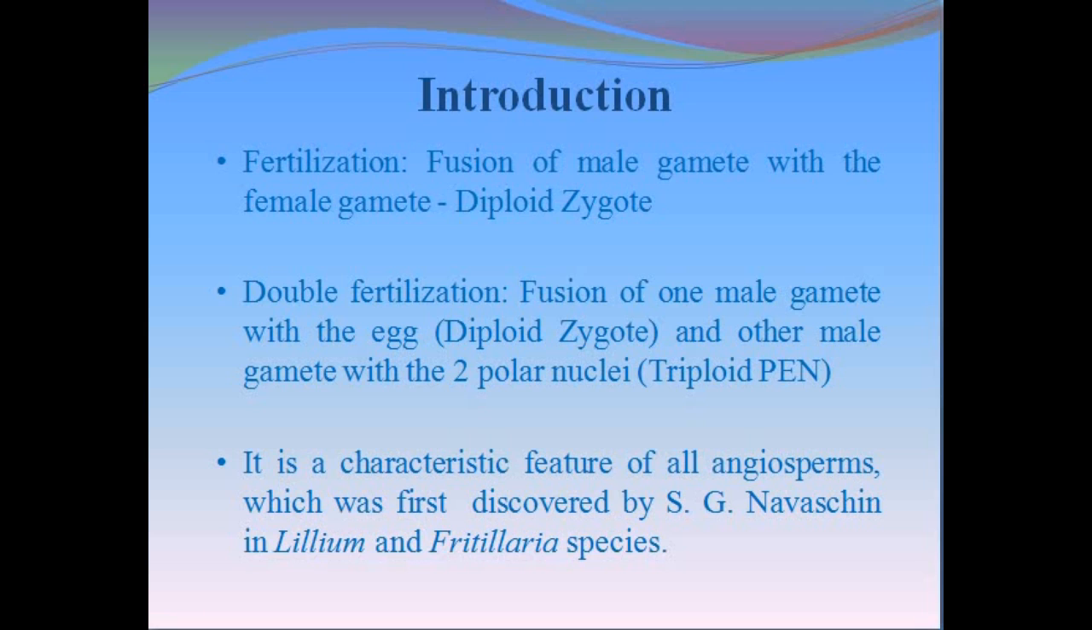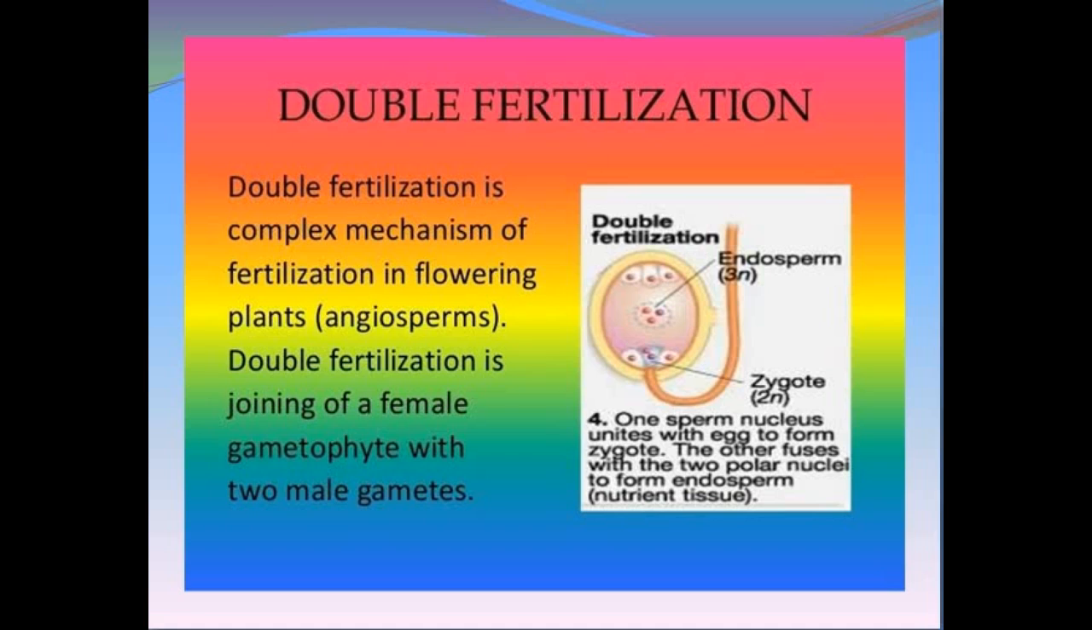It is a characteristic feature of all angiosperms, which was first discovered by S.G. Nawaschin in Lilium and Fritillaria species. Double fertilization is the complex mechanism of fertilization observed in flowering plants, where there is a joining of the female gametophyte with the two male gametes.